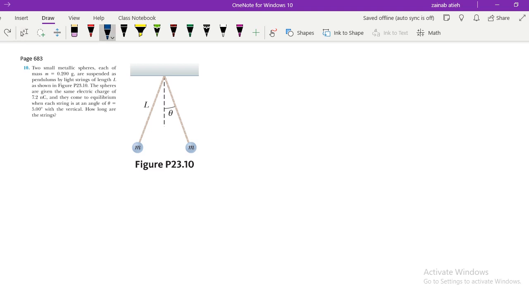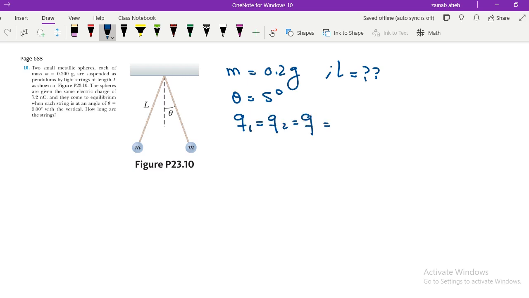I will write the given. So each sphere has a mass m, which is equal to 0.2 gram. Length L must be found, so we're searching for L. We have the angle theta, which is the angle of equilibrium, which is equal to 5 degrees. We have the charge of both the spheres, Q1 equals Q2 equals Q, if you like, equal to 7.2 nanocoulomb. This is the given.